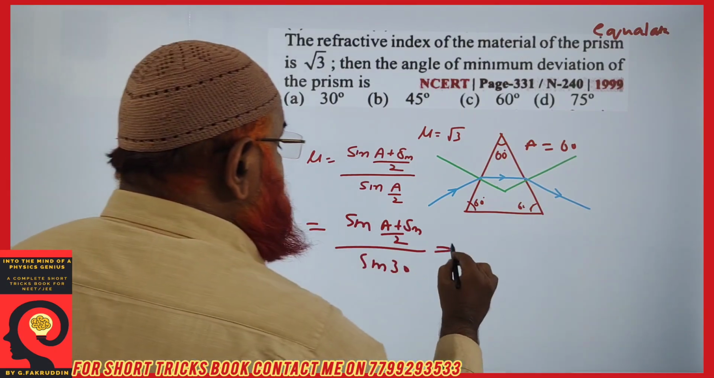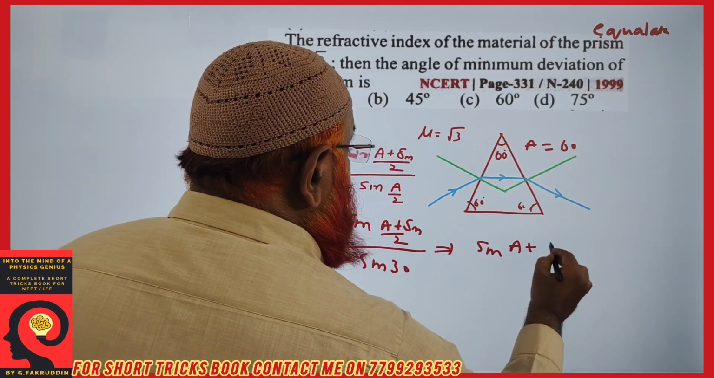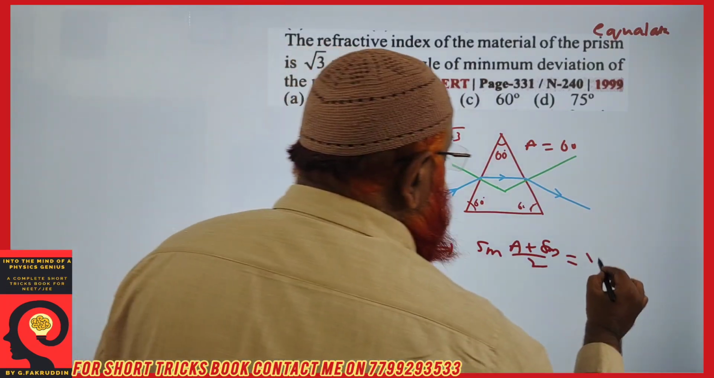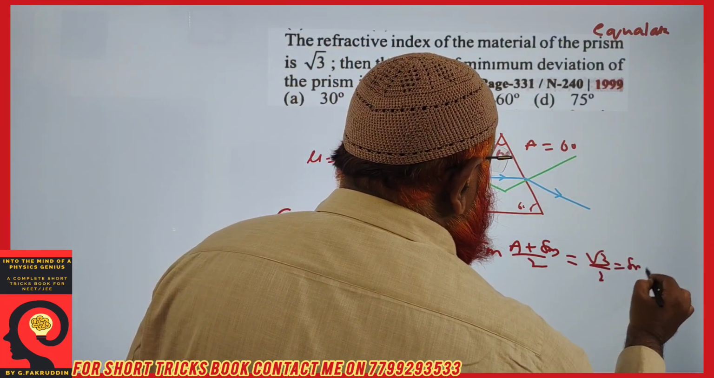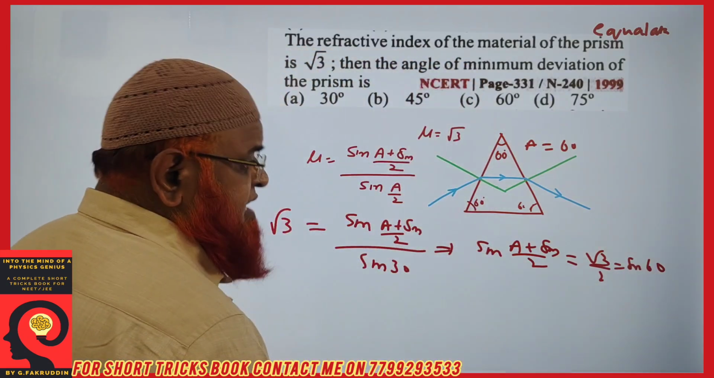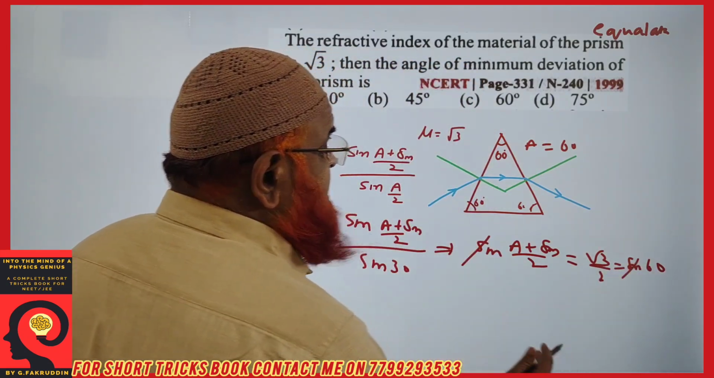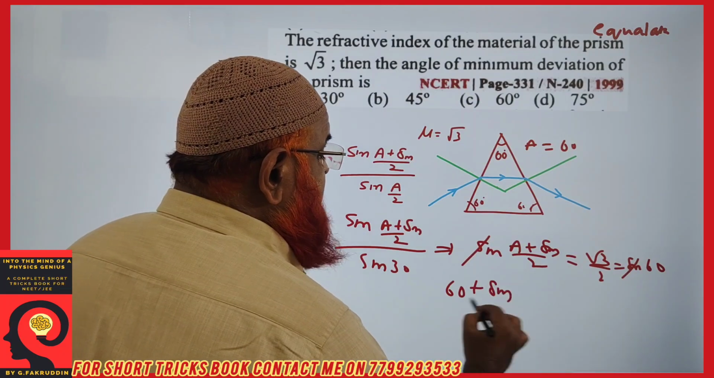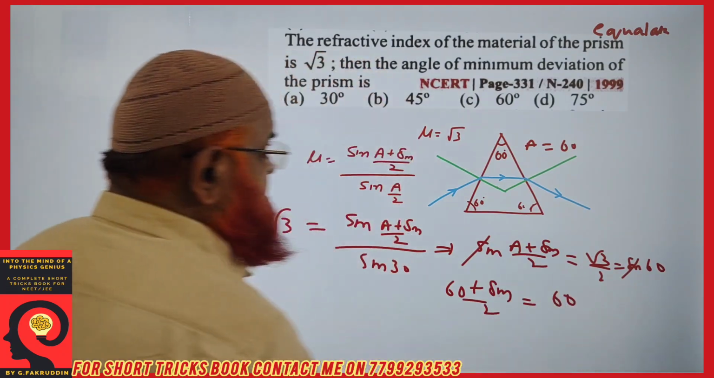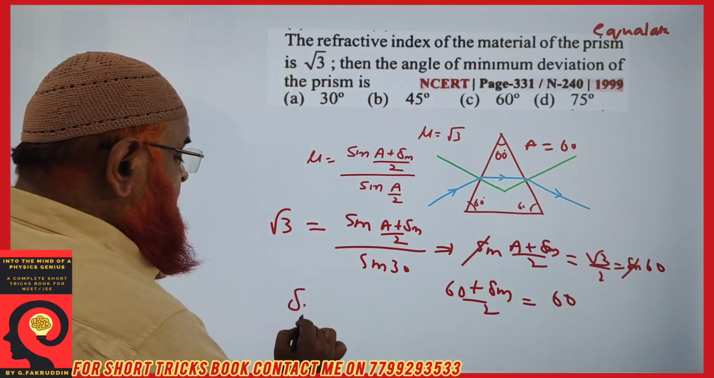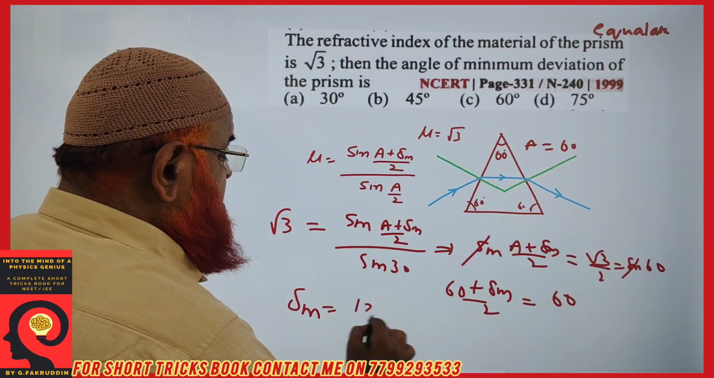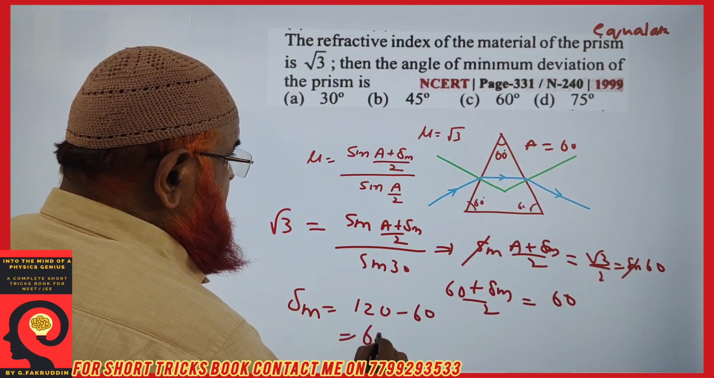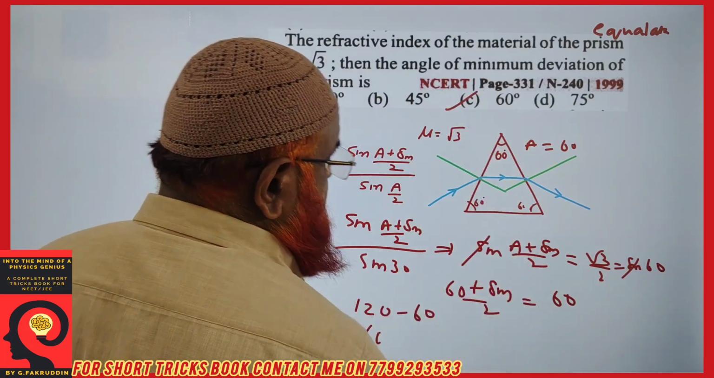It comes to this side. This implies that sine of (A plus delta m) by 2 equals √3 multiplied with sine 30, so √3 by 2, which is sine 60. Is it okay? Sine 60. Sine gets cancelled here, so (60 plus delta m) by 2 is equal to 60. So delta m is equal to 2 into 60, which is 120, and 60 goes to that side, minus 60. So the answer is 60 degrees. The third option is going to be your answer.